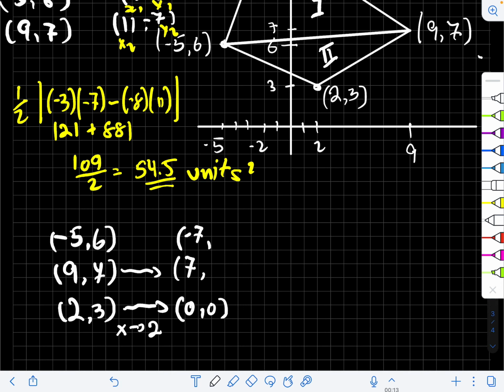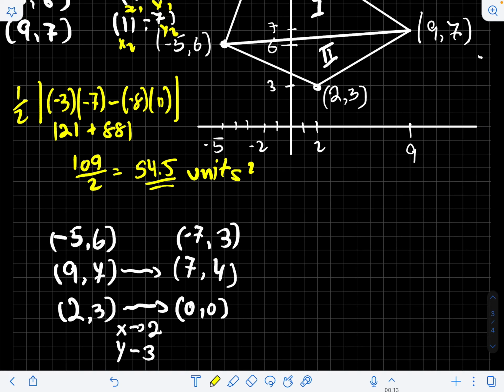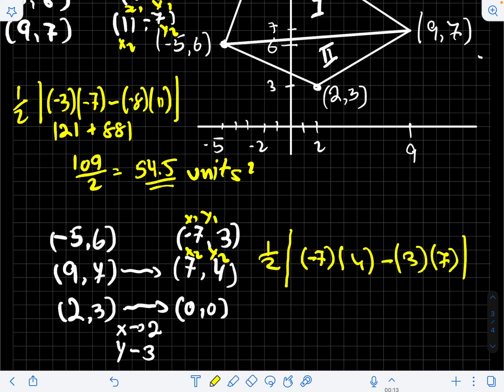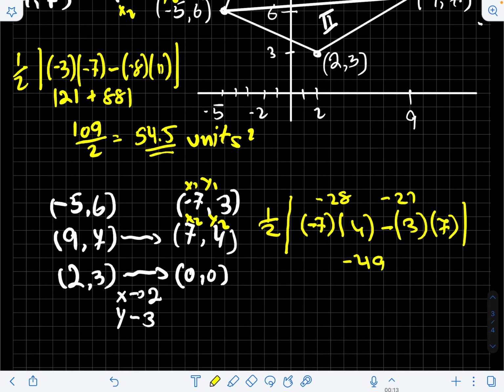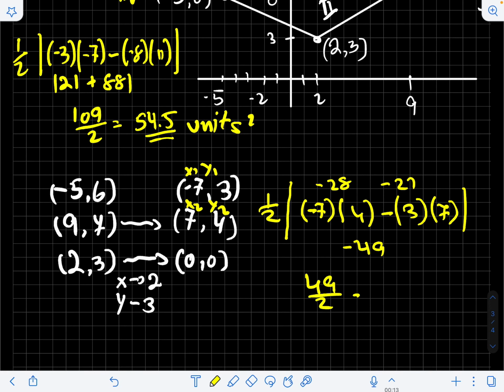And then I look at what happened to the y. For the y, we took away 3. So 7 take 3 is a 4, and 6 take 3 is a 3. Now I take my 2 points again, and I mark them as x1, y1, x2, y2, and we put it into the formula. So it's half of minus 7 multiplied by 4 minus 3 times 7. Calculate. Minus 7 times 4 is minus 28. 3 times 7 is 21, so minus 21. So that makes together minus 49. We have to ignore the minus, so we get 49 over 2, which gives us 24.5 units squared.